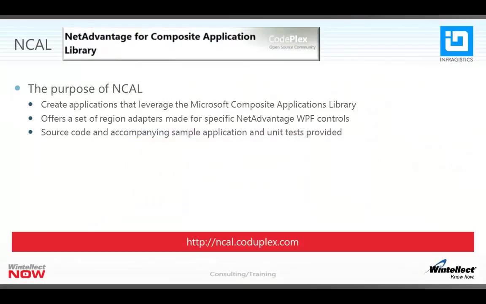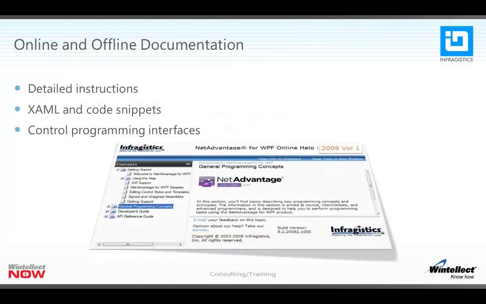The purpose of the NetAdvantage for Composite Application Library, or NCAL, is to assist Infragistics users in creating applications that leverage the Microsoft Composite Application Library, offering a set of region adapters made for specific NetAdvantage for WPF controls, and giving support by providing source code and accompanying sample applications and unit tests. Documentation provides detailed instructions, XAML and code snippets, and documents the various programming interfaces of the product.